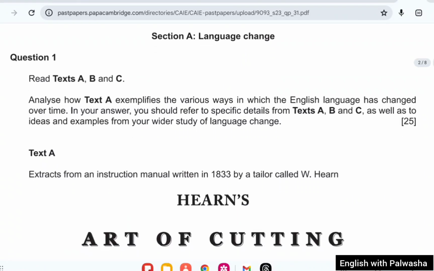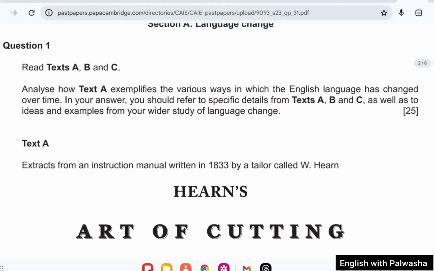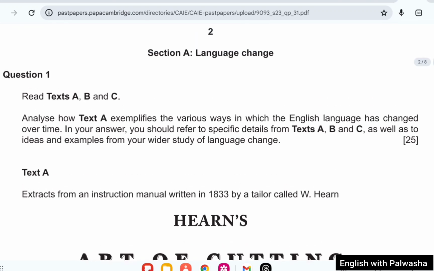Read Text A, B and C. Analyze how Text A exemplifies the various ways in which the English language has changed over time. So far, the English language has changed completely, my dear friends. You can see the collocations have changed, the connotations, the syntax, the semantics, the words have completely changed. Before, we used to write the word color, COLOUR. Now even the spellings of the words have changed. So there is differentiation in the words, American English, British English. So there's a lot of change in the English language over time.